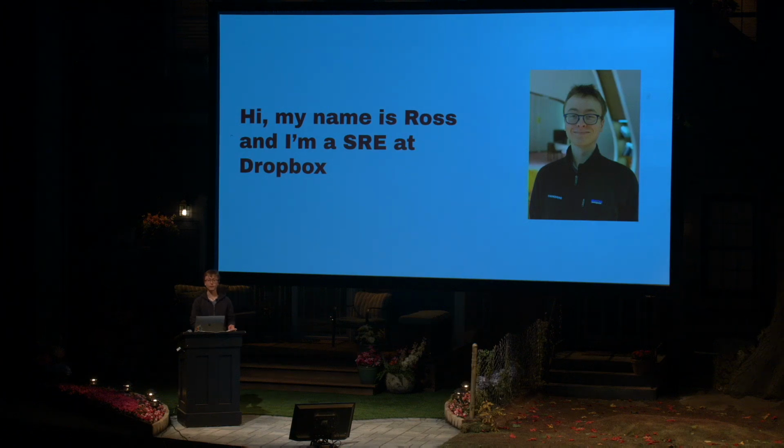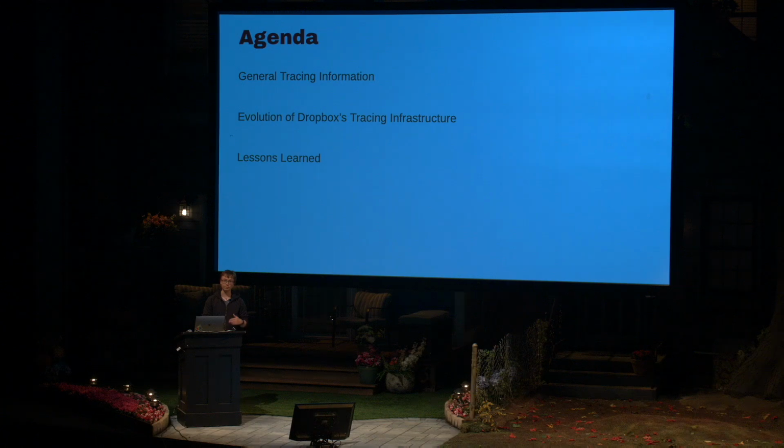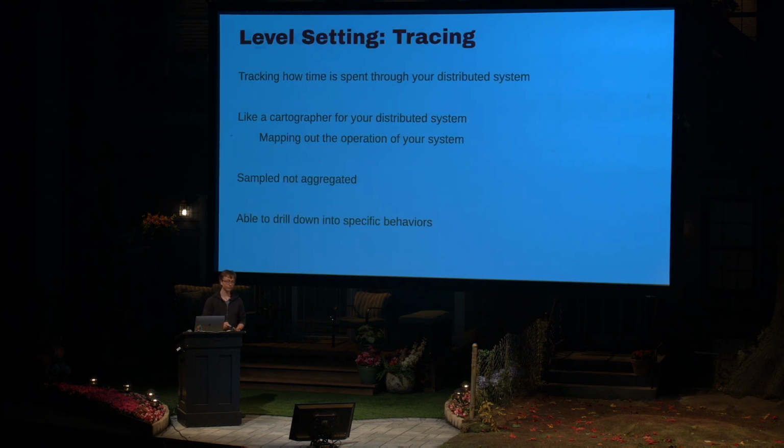My name is Ross. I'm an SRE at Dropbox, and I've been there for about 3 years. Today I want to talk to you about the evolution of our distributed tracing system. We're going to first level set and figure out what tracing is. I'm not going to deep dive into it, just a general overview. Then we'll talk through how we actually built our tracing architecture, and finally touch on some lessons we've learned along the way. First up, what is tracing?